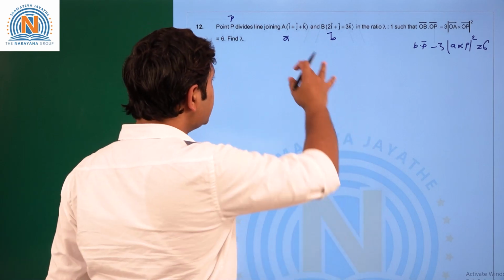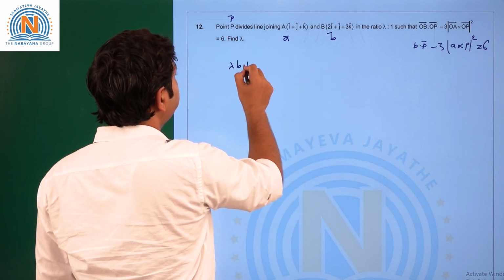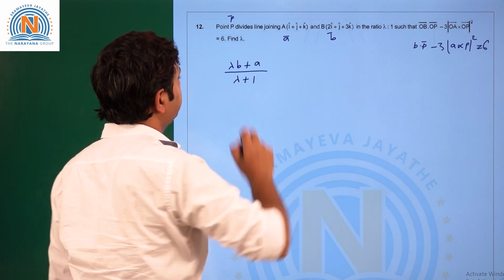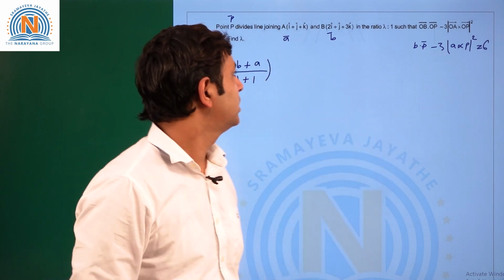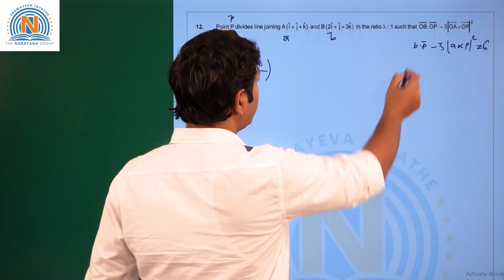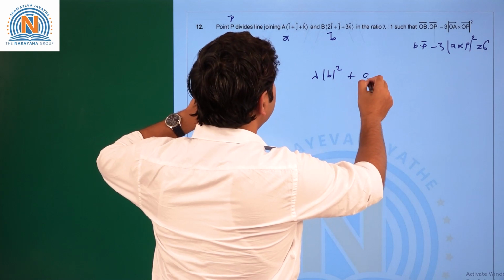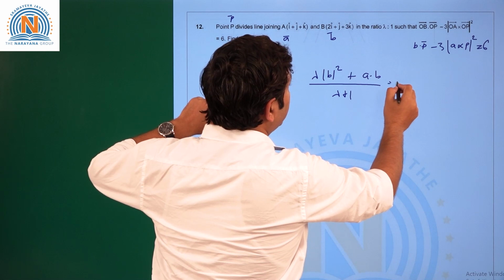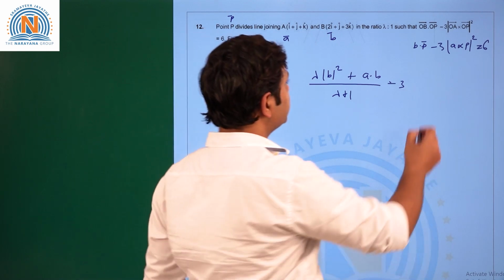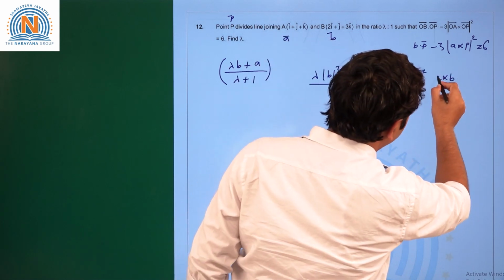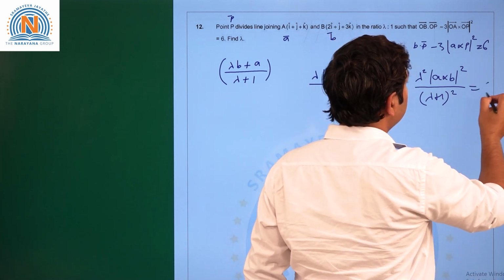Note that A and B are given to us. P involves lambda. So what is the position vector of P? We'll say P is equal to lambda B plus A upon lambda plus 1. Now we'll put this vector here. Notice that B dot P will be lambda mod B square. We know mod B square because we know B, plus A dot B upon lambda plus 1, minus 3 times A cross P. A cross P is A cross B here, and A cross A is 0. So lambda A cross B, so lambda square A cross B mod whole square upon lambda plus 1 whole square is equal to 6.